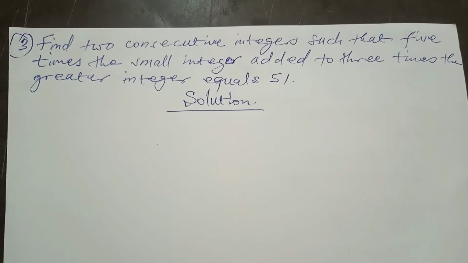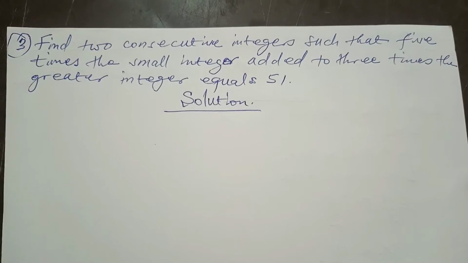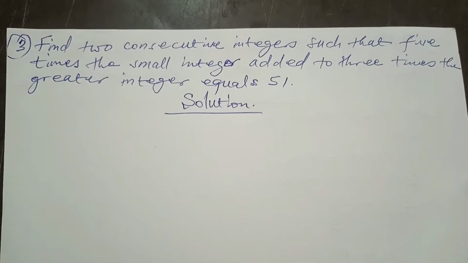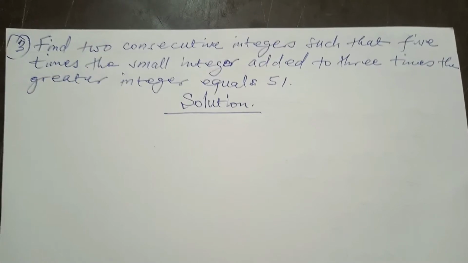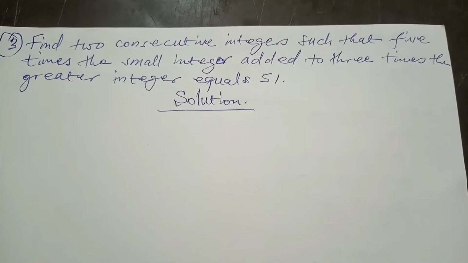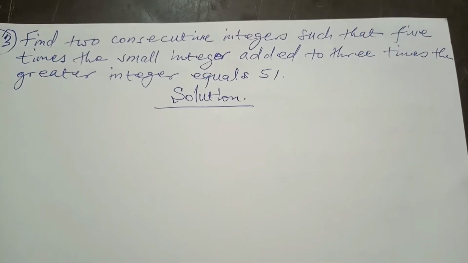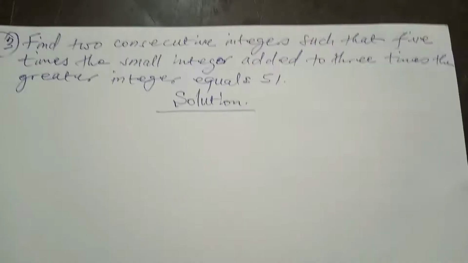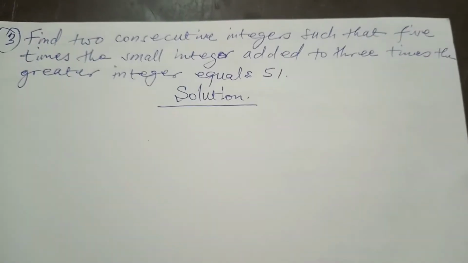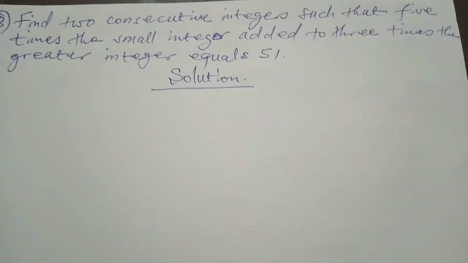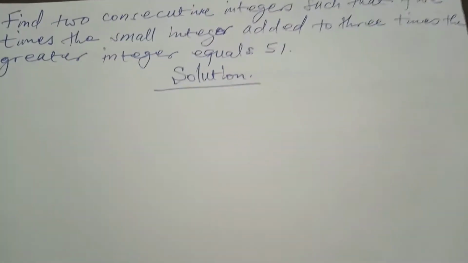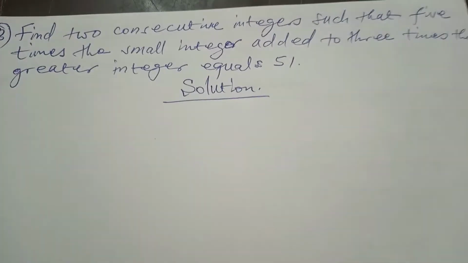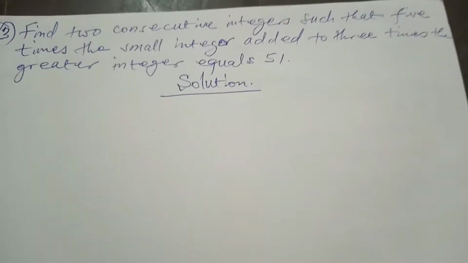Example 3 is find two consecutive integers such that 5 times the small integer added to 3 times the greater integer equals 51. We don't know the numbers, but all we know is that integers are whole numbers or counting numbers. They increase by 1. You need to add 1 to the previous one to get the next one. Those are integers. Since we don't know them, but they said they are consecutive. Consecutive means that they follow. From one you go to the next one. You cannot jump to the next one. That means they are consecutive. But we don't know them.